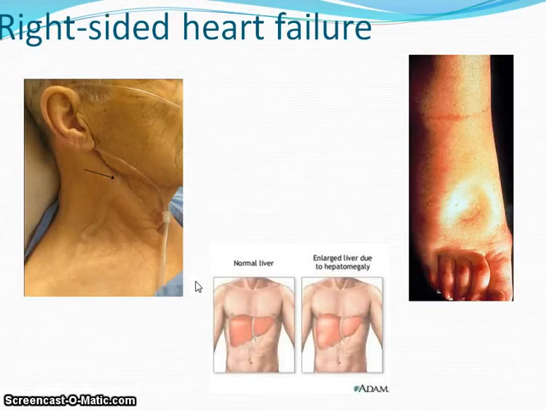These are images of complications from right-sided heart failure. So this popping up under the skin, that's the jugular vein. When it's distended, it looks like there's a little snake or a pencil laying under the skin. This would be an example of systemic edema, peripheral edema because of the heart failure. And this is comparing a normal liver size to an enlarged liver that has hepatomegaly.